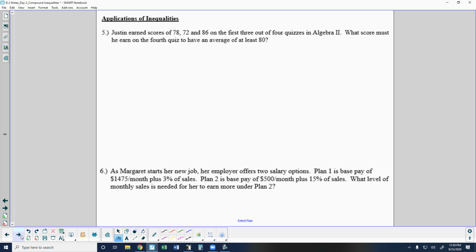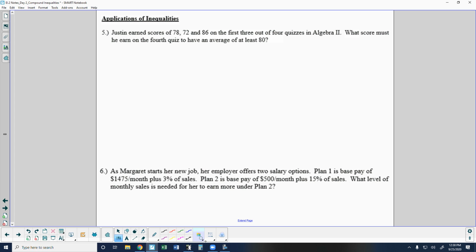Now, let's go ahead and take a look at a couple word problems. See how we can apply inequalities. In problem number 5, it says Justin earned scores of 78, 72, and 86 on the first 3 out of 4 quizzes in Algebra 2. What score must he earn on the fourth to have an average of at least 80?